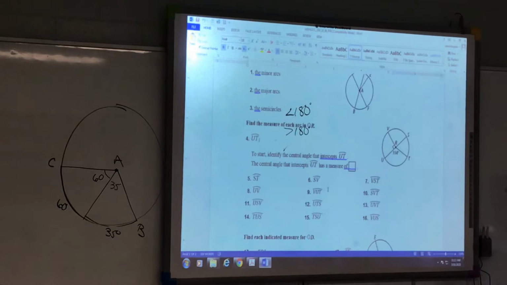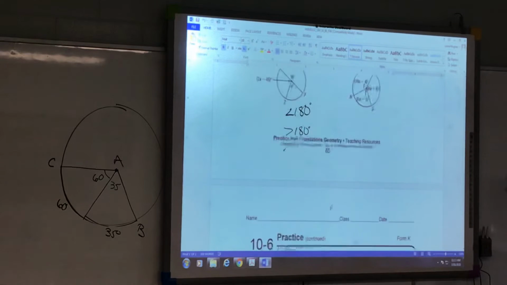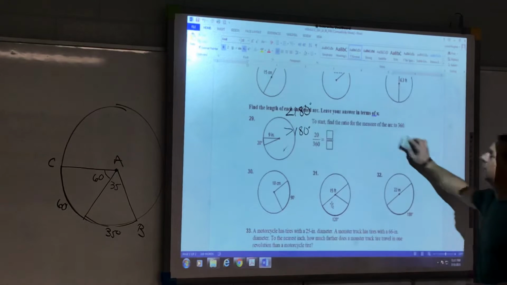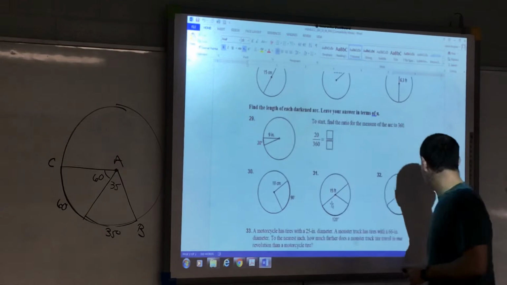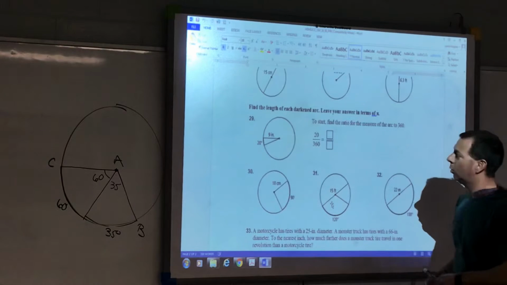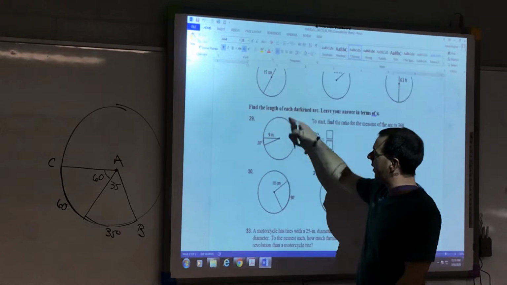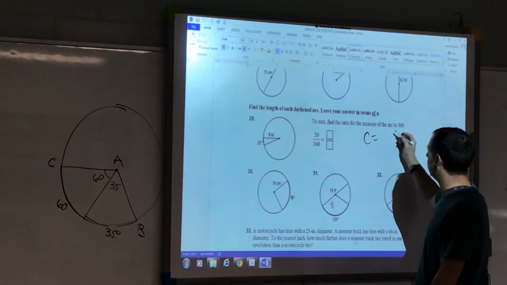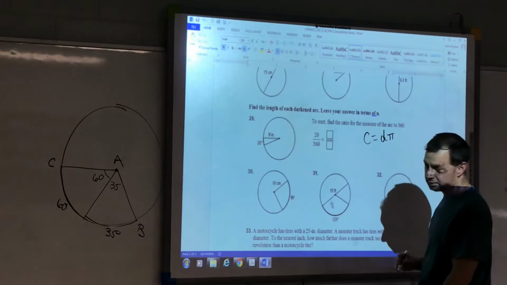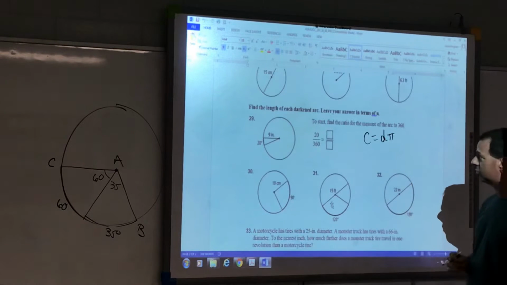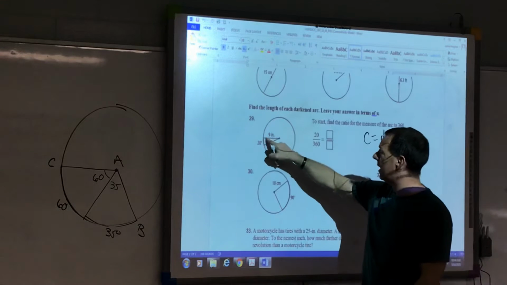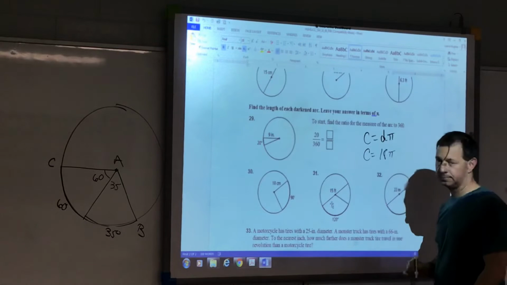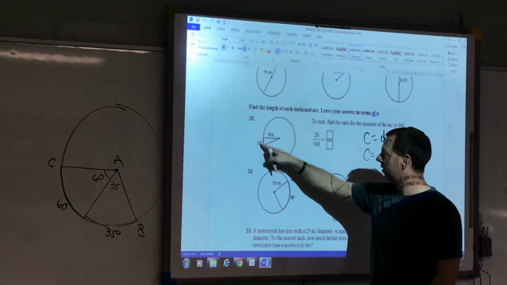As I come down, I'm going to talk about the actual length of the arcs. As we know, a circle is 360 degrees. To find the circumference, you know the circumference is equal to the diameter times pi. That is how you find the circumference of a circle. Well, if the radius is 9 inches, that makes the circumference 18 pi. So that would be the circumference of this circle.